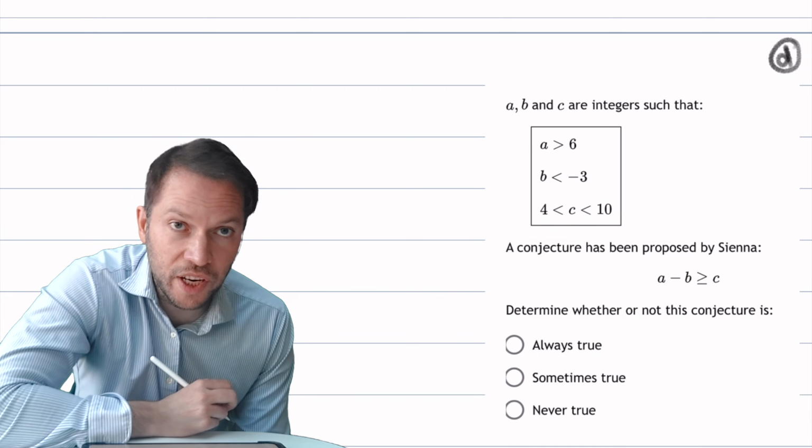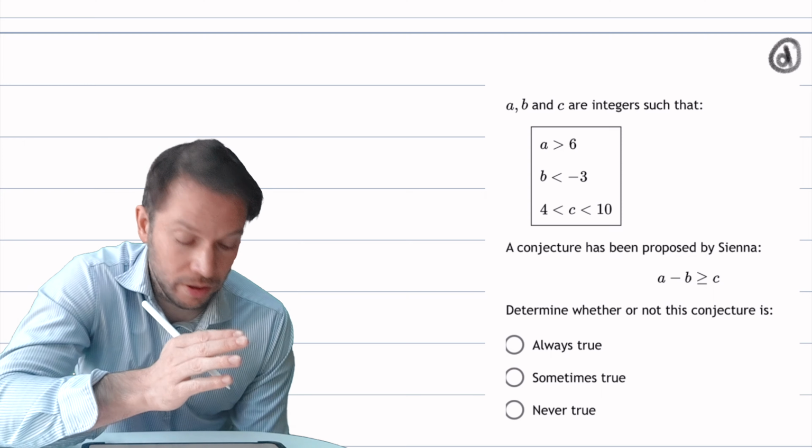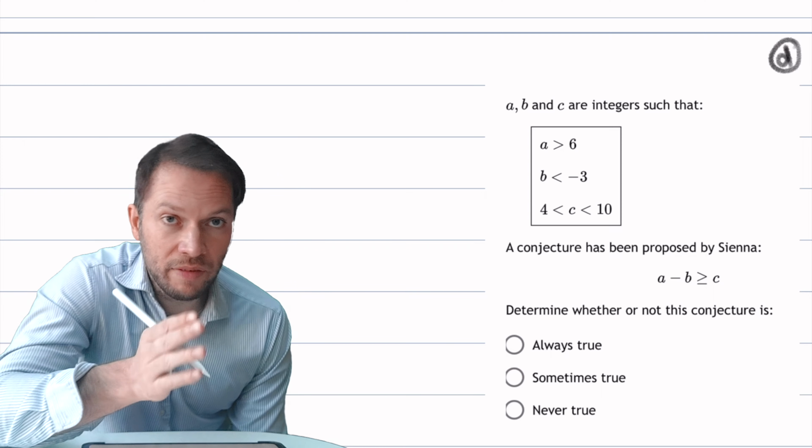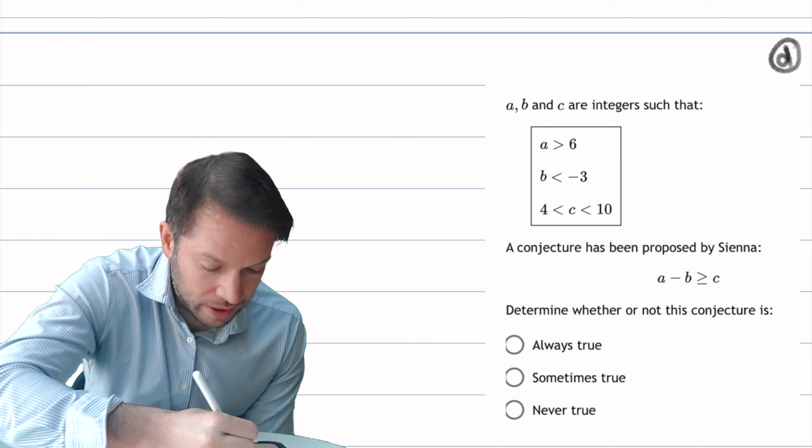Hi, in this video we're going to look at a conjecture, a statement, and see whether it's always true for all values, or never true, or sometimes true. Now let's look at this conjecture, this statement.